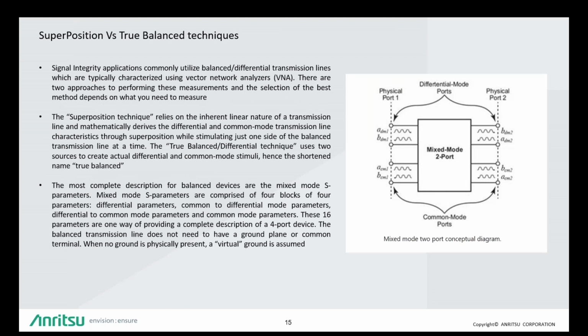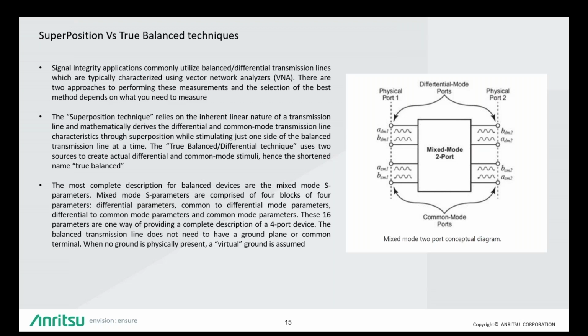So now we're going to be speaking briefly about superposition versus true balance techniques. As I mentioned before, the superposition technique is when you have one single source and you mathematically derive the differential and common mode transmission line characteristics through superposition, while stimulating just one side of the balanced transmission line at a time. In the true balance technique, you use two sources to create the actual differential and common mode stimuli. And that's why we term it true balanced.